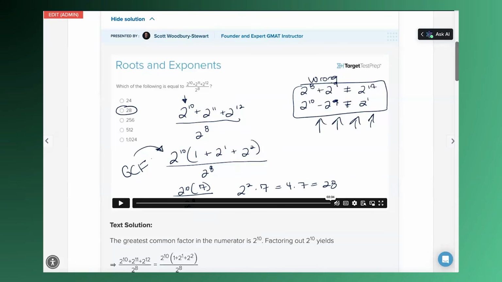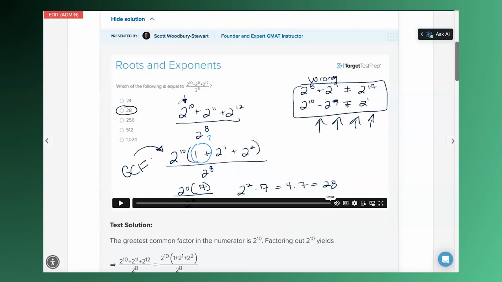Now, at this point, it's tempting to say, got it. I made a careless math mistake. Next time, I'll be more careful and move on. But let's fight that urge. Why was I missing that plus 1? Well, when I factored 2 to the 10 out of 2 to the 11 and 2 to the 12, I knew it left 2 to the 1 and 2 to the 2 behind.